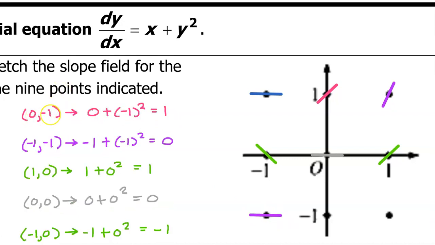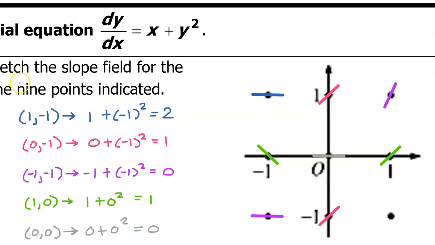At the point (0, -1), we have 0 plus (-1) squared, which equals 1. So the slope should be a nice 45-degree angle right here. And finally, at the point (1, -1), we have 1 plus (-1) squared, which is 1 plus 1, which equals 2. A slope of 2 is steeper than 45 degrees, so your segment should be steeper than these two.